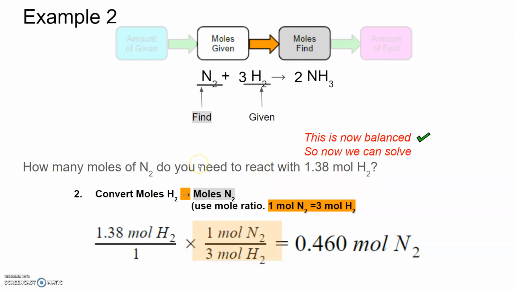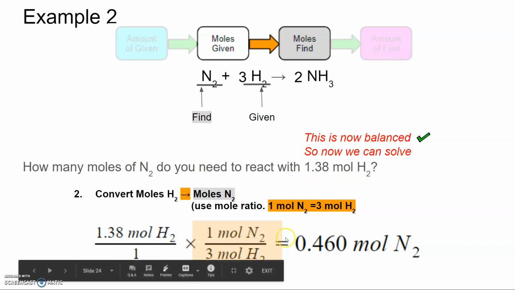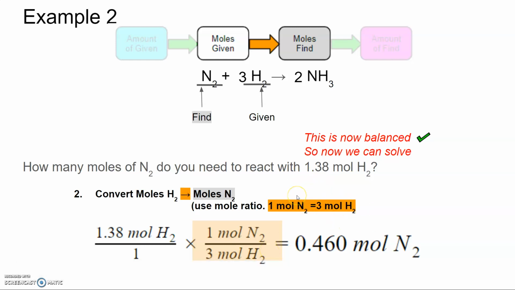Since I'm starting with moles of H2 and I want to get rid of it, in this second fraction moles of H2 goes on the bottom. That would be 3 moles of H2 because I get that from my conversion factor. So that goes on the bottom so the moles of H2 can cancel. And then the 1 mole of N2 goes on top. So the math here will be 1.38 divided by 3, and that gives me 0.46 moles of N2.